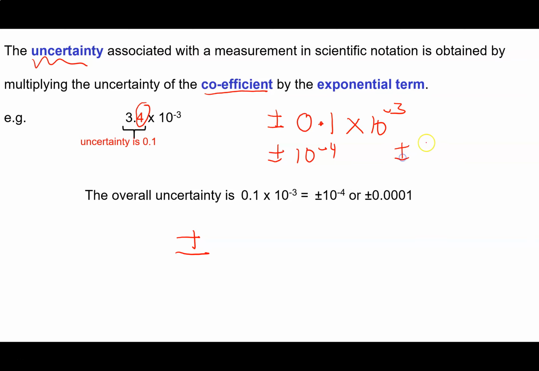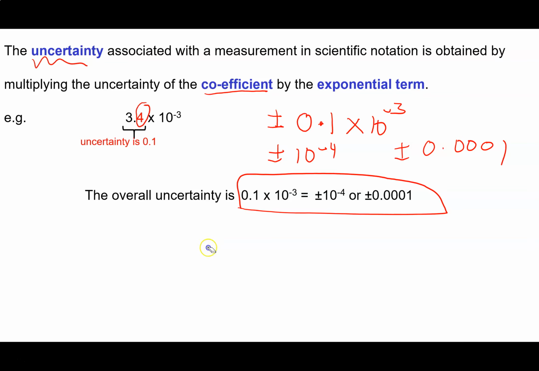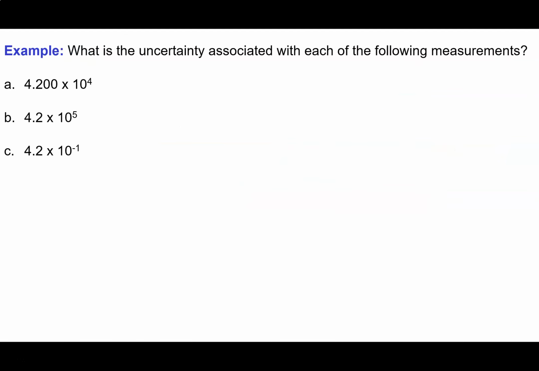You could also write it as plus or minus 0.0001, and I've got all of those forms written out there. But it's kind of tricky to understand the uncertainty for a number written in scientific notation because you've got to remember to multiply by that exponential term. All right, so we'll just do a few examples of this. So what have we got here? The uncertainty is going to be 0.001 times 10 to the 4, right? Okay, so that's going to be that one there.